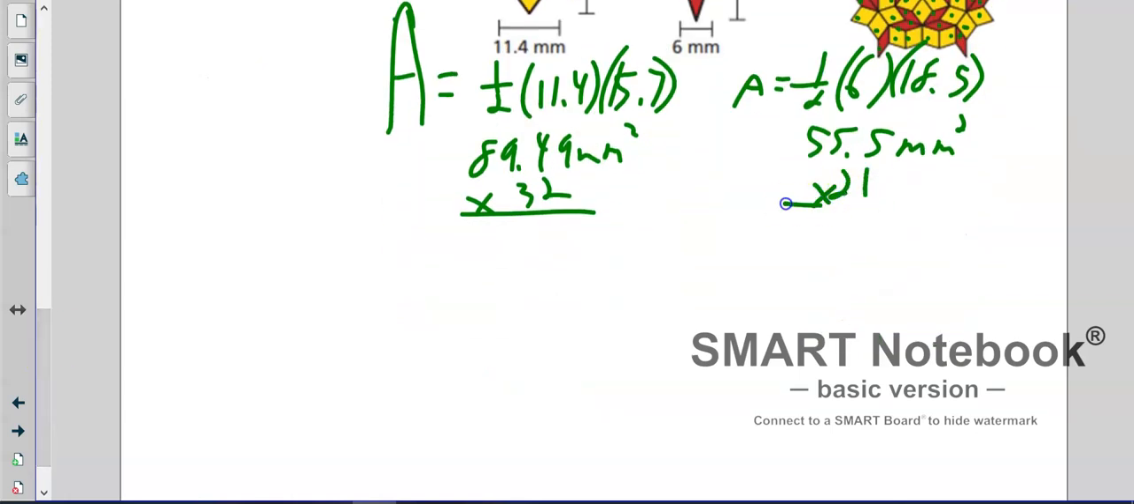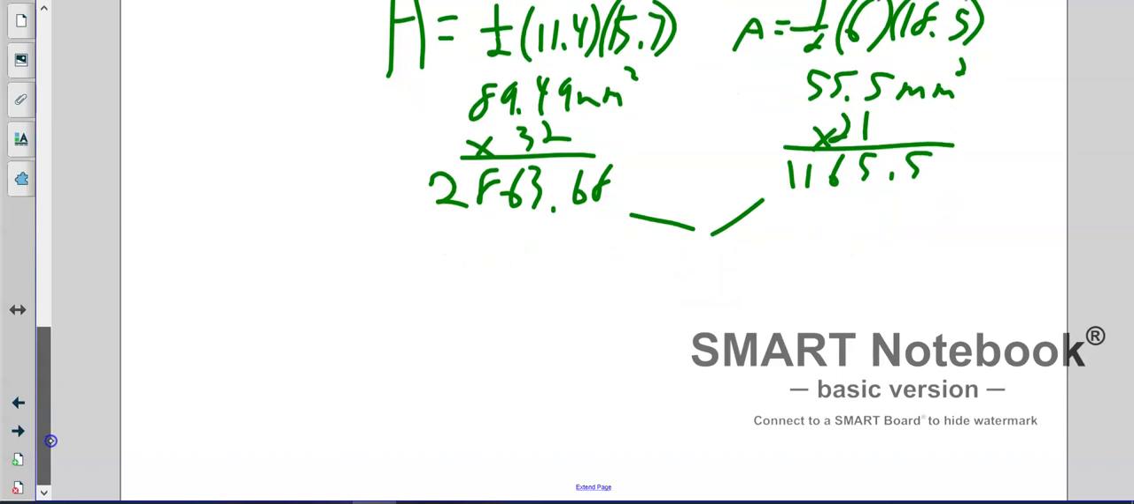Times 21. So this has a grand total of 2,863.68 millimeters squared. This has 1165.5. And if you combine them together, you get 4,029.18. Probably one of the easiest problems on there. It just takes a little bit of time to do both of them, count, and then find the total. But that's it.